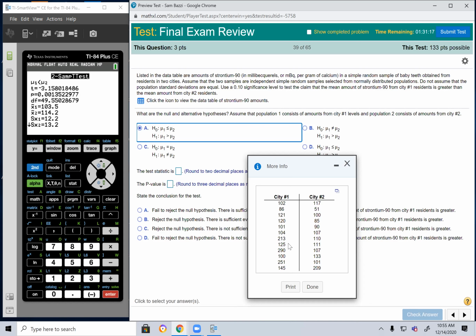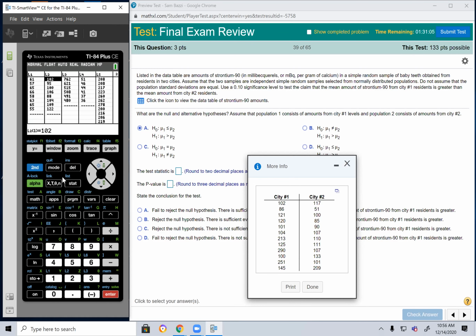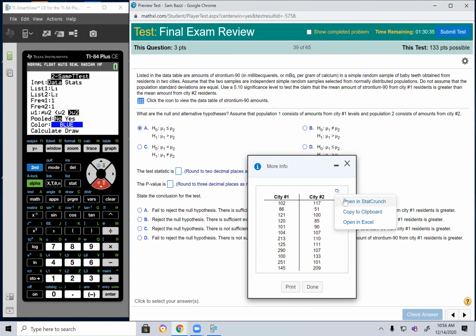You put city 1 data in L1, you put city 2 data in L2, and you run a 2-sample t-test. So first of all, you go to Stat, Edit, put the data in L1 and L2. Then you go to Stat, Tests, 2-SampT-Test. You select Data, because your data is in L1 and L2, you just keep it. What is the alternative hypothesis? Greater than. Pooled? He says, do not assume that the population standard deviations are equal. You select No and hit Calculate, you get the answers. But for the sake of time, I'm going to do it using StatCrunch.